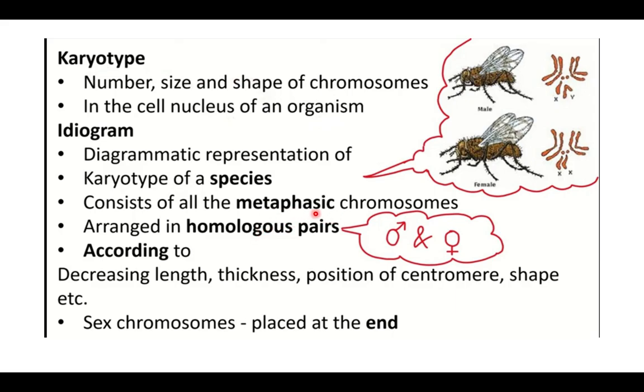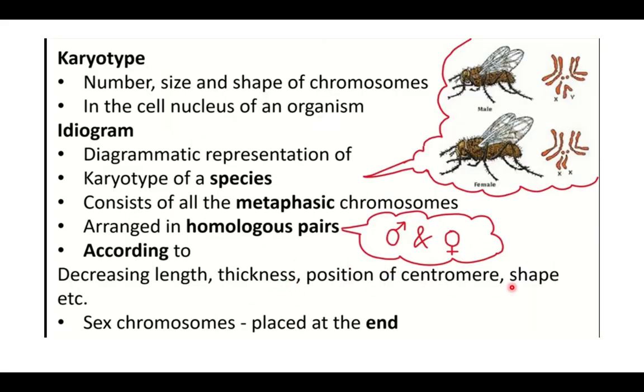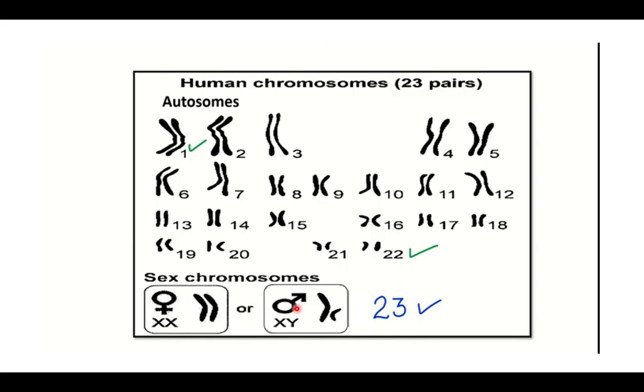So this consists of all the metaphasic chromosomes arranged in homologous pairs. These chromosomes are arranged with their homologous partners and diagrammatically represented. And how is it arranged? According to decreasing length, thickness, position of centromere, shape, etc. I showed this is bigger in size. As it goes on, the size is getting reduced. Based on the size only it is arranged. And finally, the sex chromosome alone is placed at the end, at the last. You can notice it here.